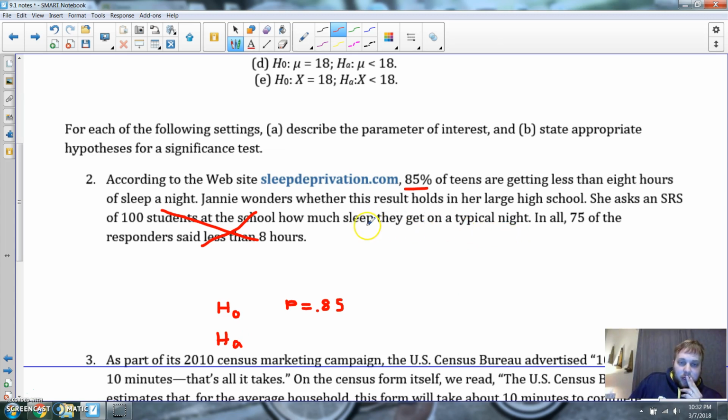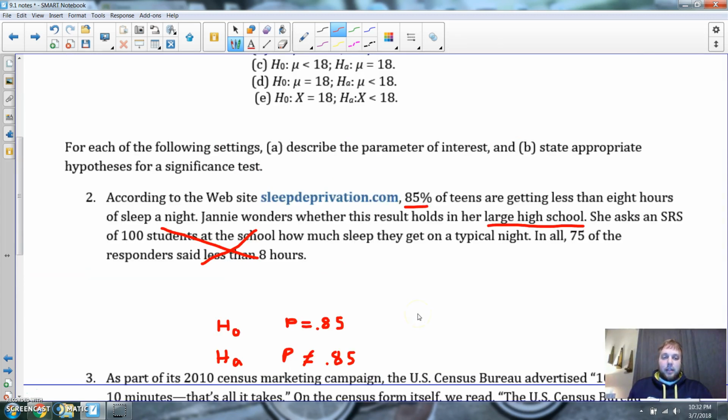It says Janie wonders whether this result holds in her large high school. So she's just wondering if it's going to hold. So she's not wondering if it's less, not if it's more. She's wondering, basically, if it's just not equal to this, right? So the alternate would be that it's not equal. It could be lower, it could be higher, just that it's not equal to. All right, that's going to be a two-tailed test.